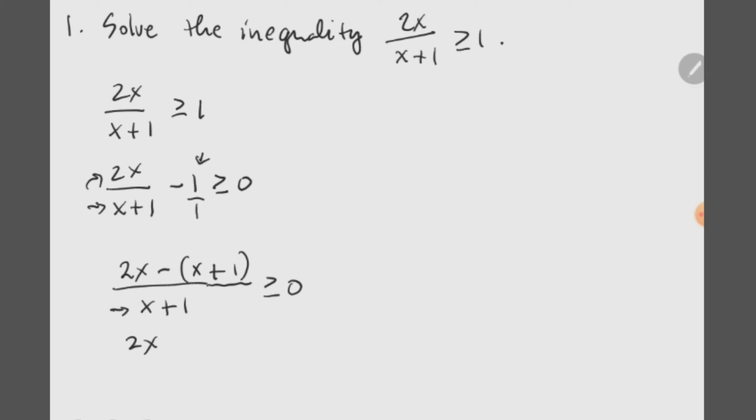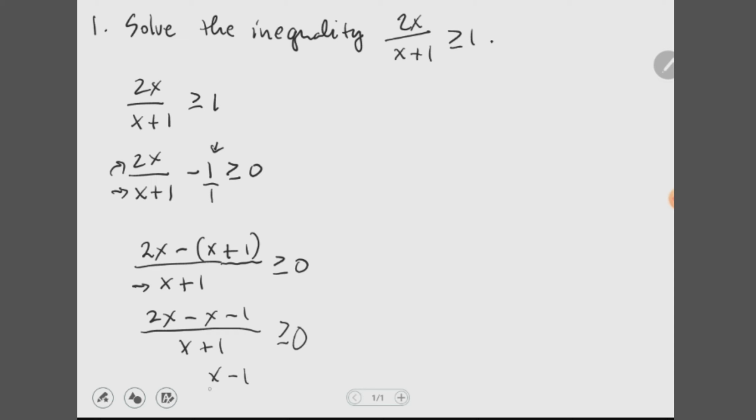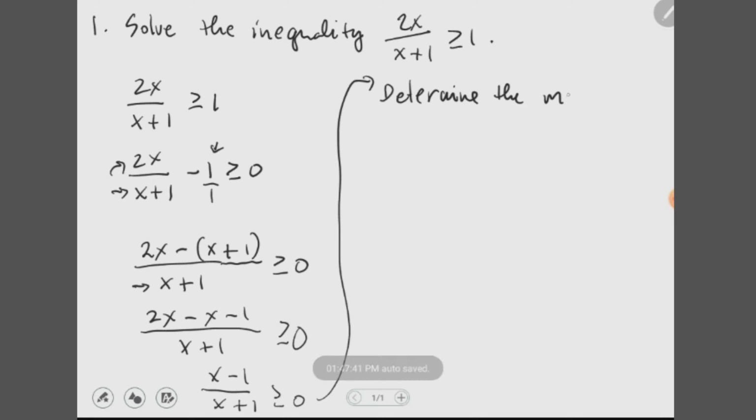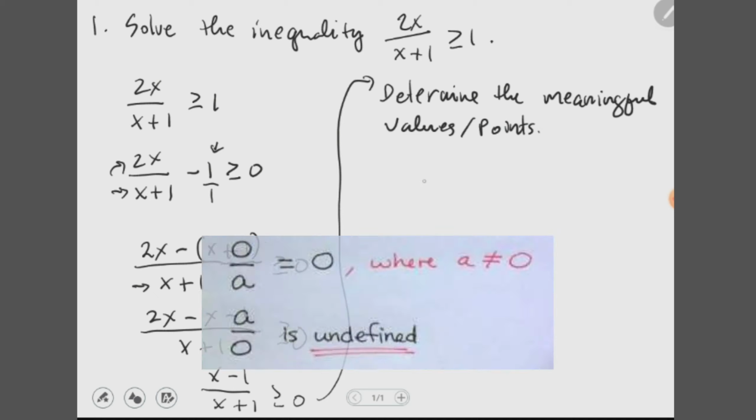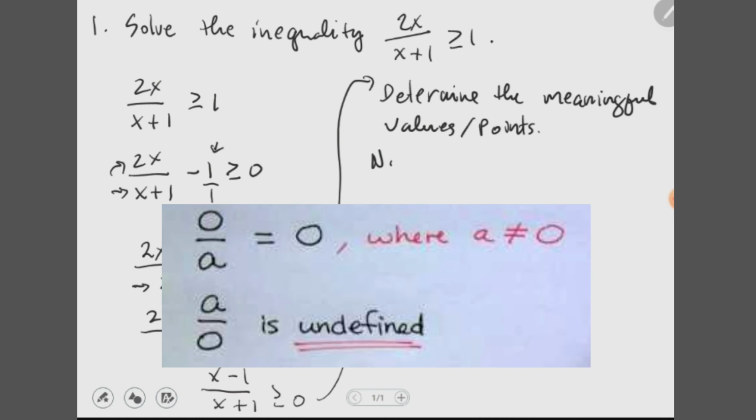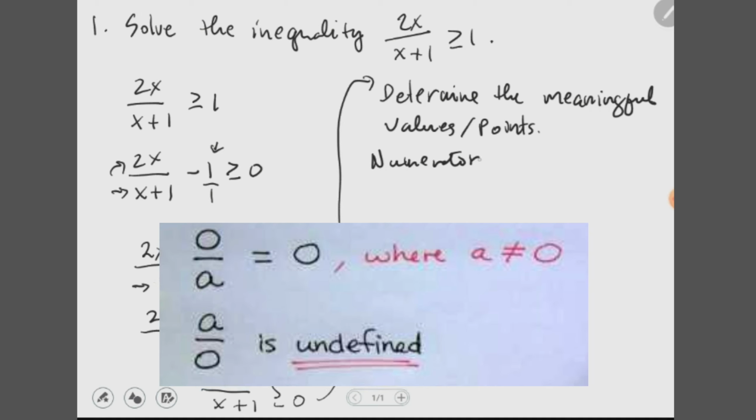Performing the operations of the inequalities, we have 2x minus 1 over x plus 1 greater than or equal to 0. Combining like terms, we have x minus 1 over x plus 1 is greater than or equal to 0. Next is we are going to determine the meaningful points or the meaningful values of our inequality. Okay, so kaya siya tinawag na meaningful points or meaningful values kasi ito yung mga values ng variable na magiging 0 and undefined yung solutions nila.